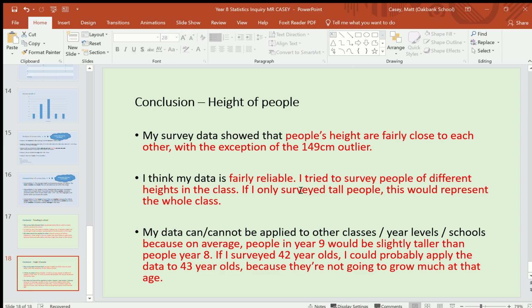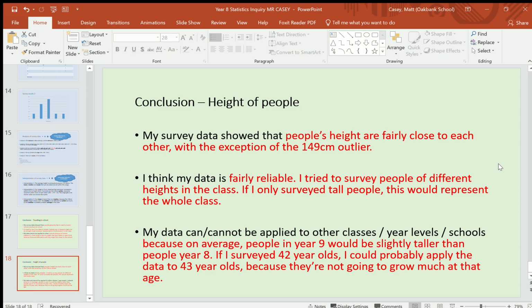I say my data is fairly reliable. Like, I didn't just go around the classroom and pick all the tall people. I tried to pick a good spread of people. And you could say because I didn't survey everyone, it's not completely reliable, because I was probably trying to pick a good spread of people. But, fairly reliable. If I just picked tall people, it wouldn't be very good, because it's not a representation of the whole class, because I'm missing out on all the short people.